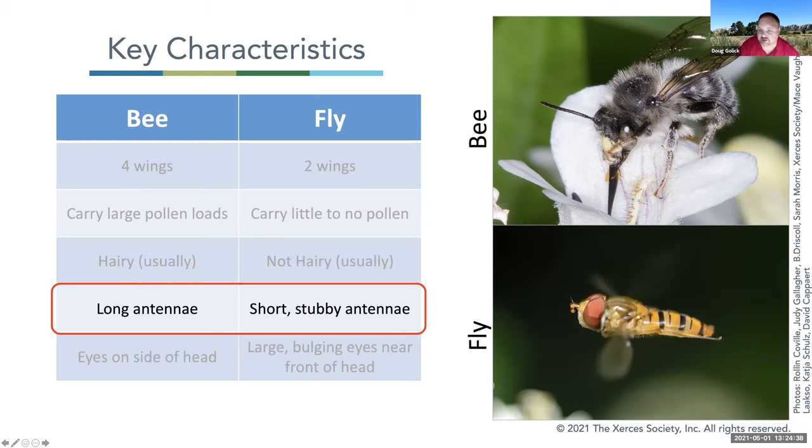Flies usually have these short aristate type antennae that are very small, shaped, most flies, in this way with a small hair on the end that's a part of the antennae and little stubs at the end. There's some diversity in flies, but for the most part, a lot of the flies you're going to confuse with bumblebees and similar bees have this style.